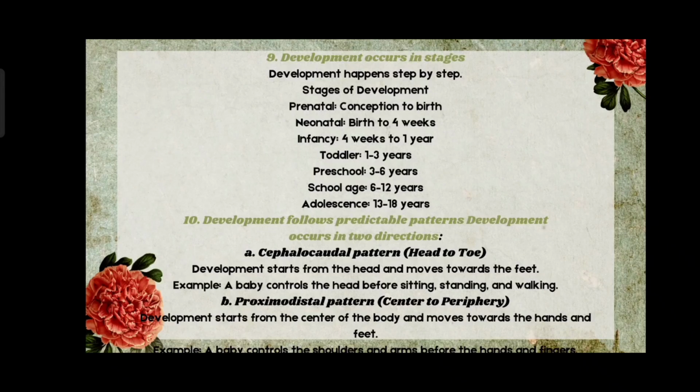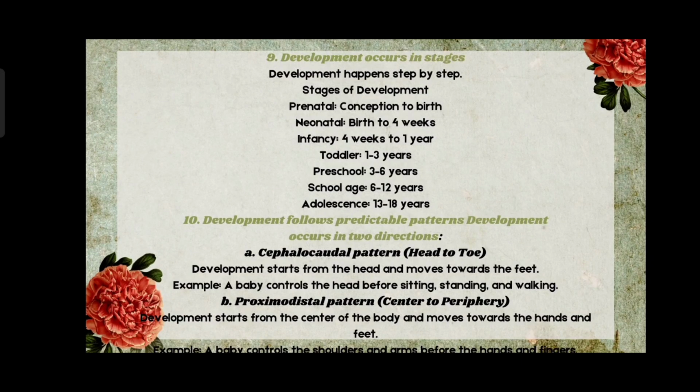Then the last one is development follows predictable patterns. Development occurs in two directions. They say that development follows a predictable pattern, so we can see two predictable patterns. The first one is the cephalocaudal pattern and the second one is the proximodistal pattern. The first one is the cephalocaudal pattern. Cephalocaudal pattern means from head to toe, which means development starts from the head and moves towards the feet.